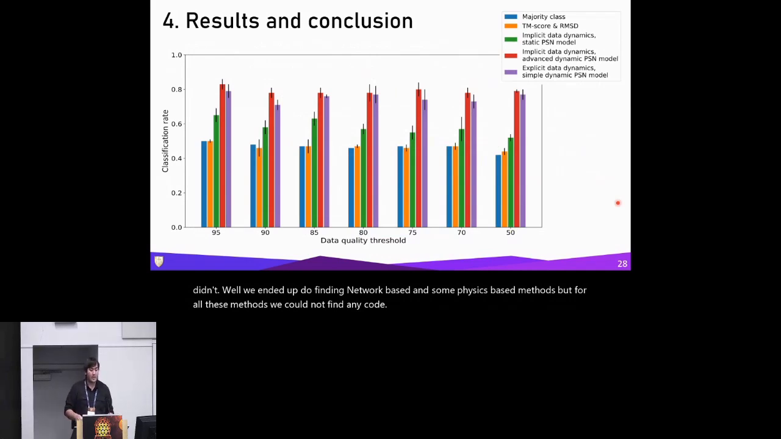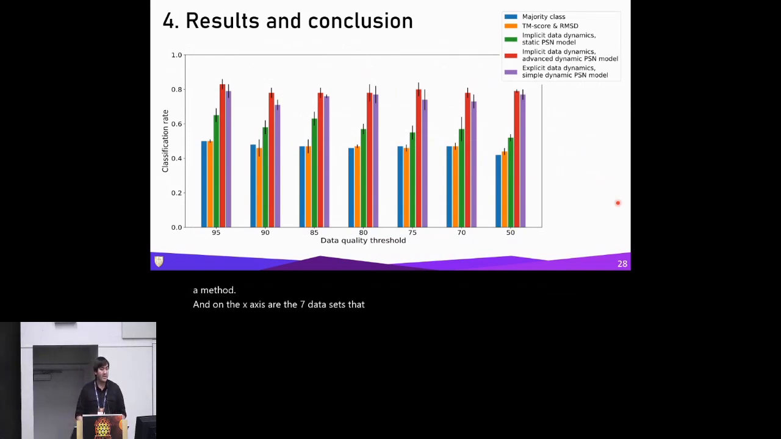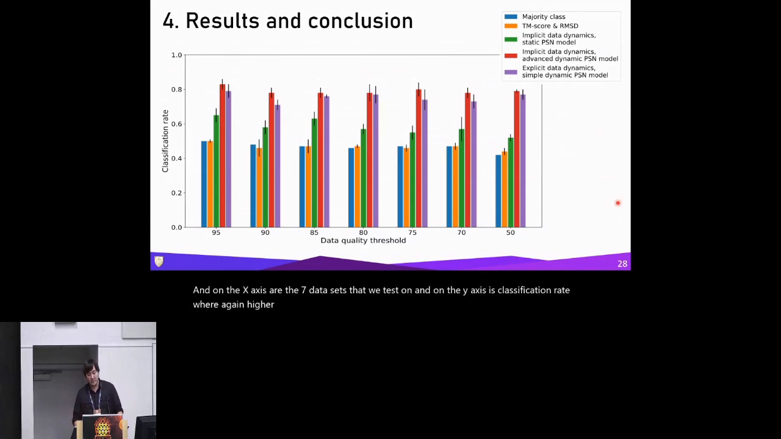So given our methodology, we produce these results, where each of the colors corresponds to a method, and on the x-axis are the 7 data sets that we test on, and on the y-axis is classification rate, where again, higher classification rate means better performance. Now, what you might find is that PSN-based methods consistently outperform the benchmark methods over all data sets. And between static and dynamic PSN methods, we actually find that dynamic PSN methods consistently outperform static PSNs, just as we had expected.